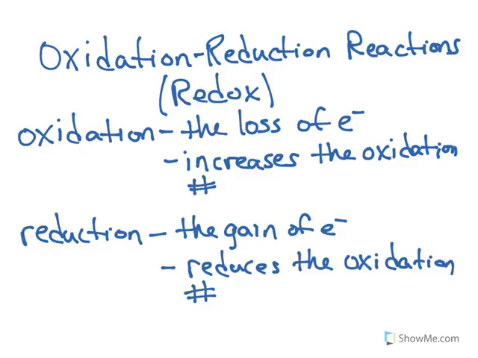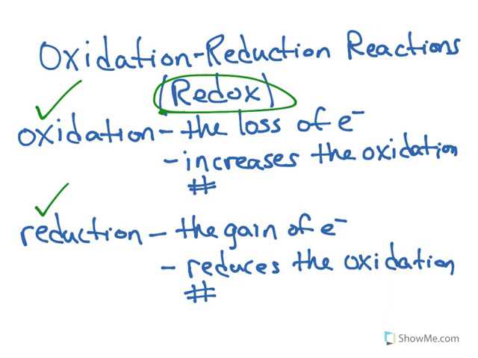Okay, so why is this important? Well, in chemistry, there are a type of reaction called oxidation reduction reactions, which are commonly called redox reactions. In order for a redox reaction to occur, there has to be a process called oxidation, but oxidation can only occur if the process of reduction occurs.